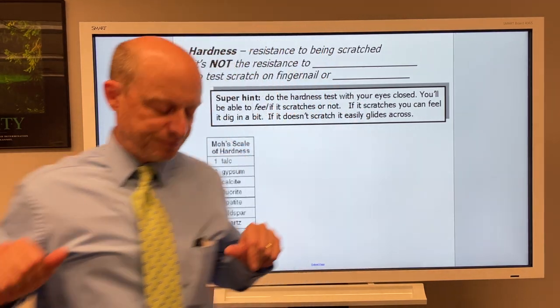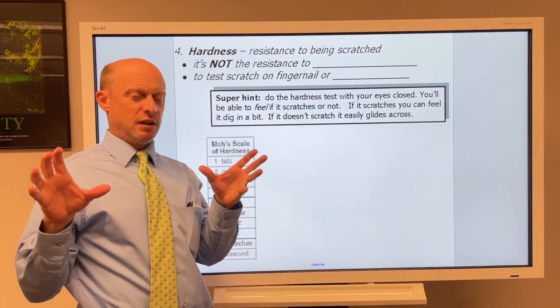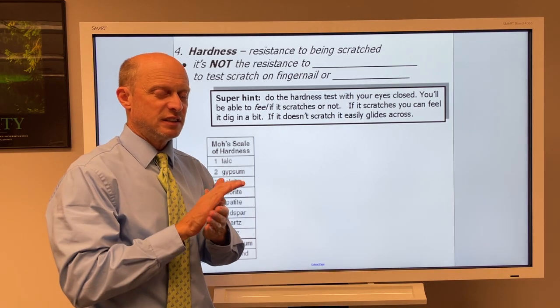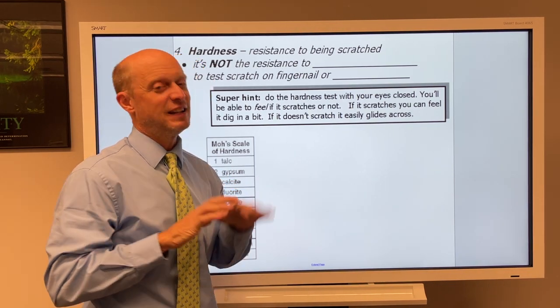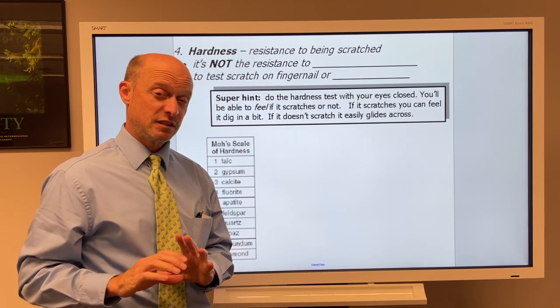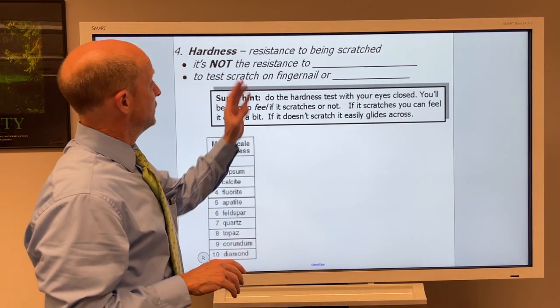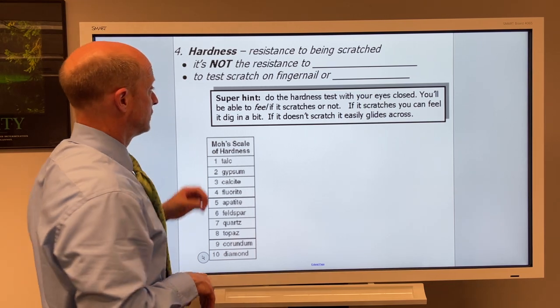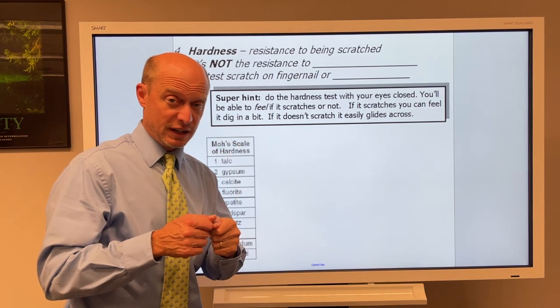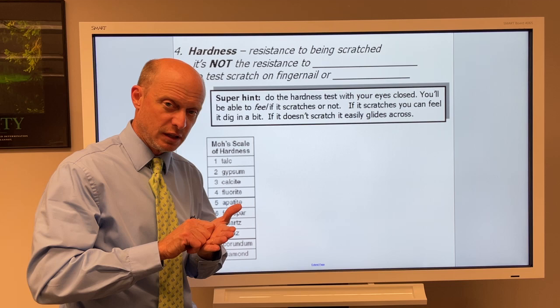Hardness. This is one kids often get wrong. It is resistance to scratching. It is not breaking. Resistance to being scratched. It is not the resistance to breaking. We often use our fingernail to test, or we use a glass plate.